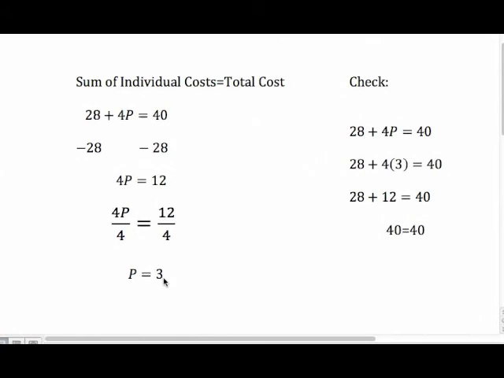This means that the cost of a pair of socks is $3. That's pretty amazing. They must not be paying the sock makers much money. Let me check to make sure that that price is correct. If I plug the 3 back into the original equation, I get 28 plus 4 times 3 is equal to 40. 4 times 3 is 12, so I have 28 plus 12, which is 40, and 40 equals 40. So the fact that they come out equal on both sides of the equation means that I'm correct. The price is $3.